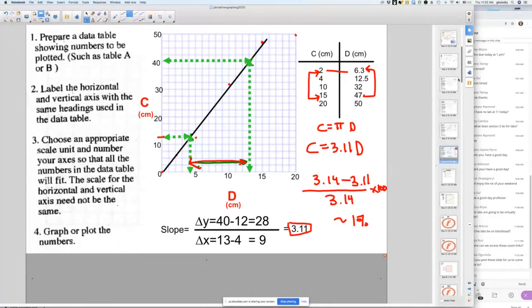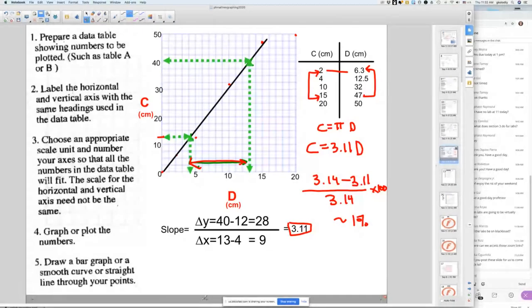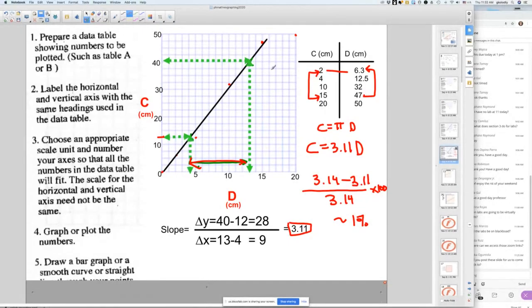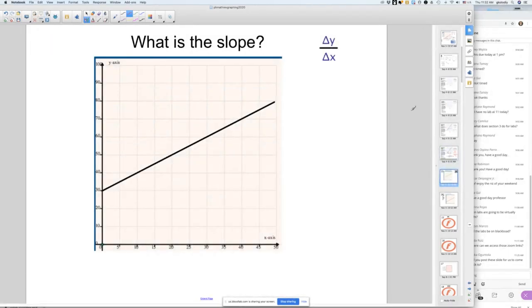So let me see if we got anything else here. No. So basically, what is slope? For example, if you wanted to calculate the slope of this line, which is delta y over delta x, in math this is y, this is x. But in physics and science, this is not y and x. These are other things that represent what you graph on the y-axis and what you graph on the x-axis.